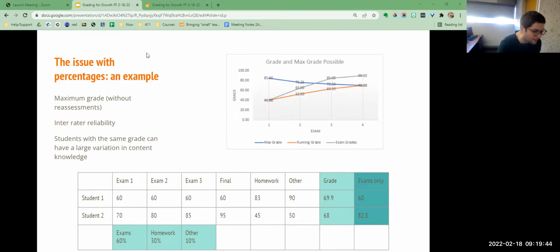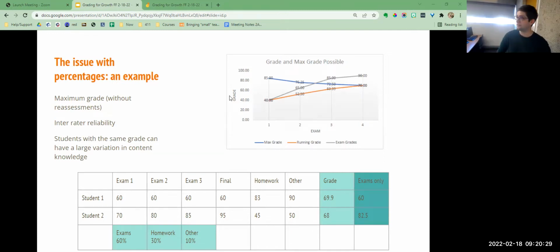And lastly, in this slide, students with the same grade can still have a large variation in content knowledge. If you look at the bottom down here, these are 2 students. I built these scores based upon experience with students that I've seen, so these are not actual students' grades, but I've seen students with similar grades in this situation. Student 1 just got 60% on every single exam, but did an 83% on their homework and a 90% on other things, which could account for quizzes or pre-class assessments or writing things or whatever. The grade breakdown is exams are 60%, homework's 30%, and the other categories are 10%. And so student 1 here, their average grade using those things will be a 69.9.